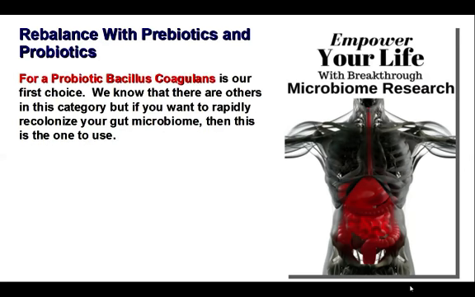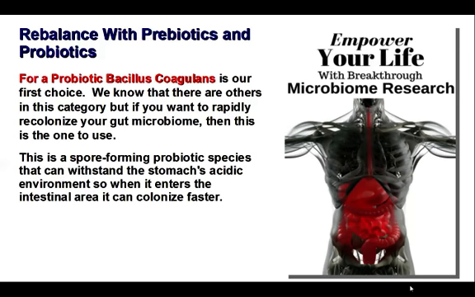For a probiotic, Bacillus coagulans is our first choice. We know that there are others in this category, but if you want to rapidly recolonize your gut microbiome, this is the one to use. This is a spore-forming probiotic species that can withstand the stomach's acidic environment. So when it enters the intestinal cavity or area, it can colonize faster.